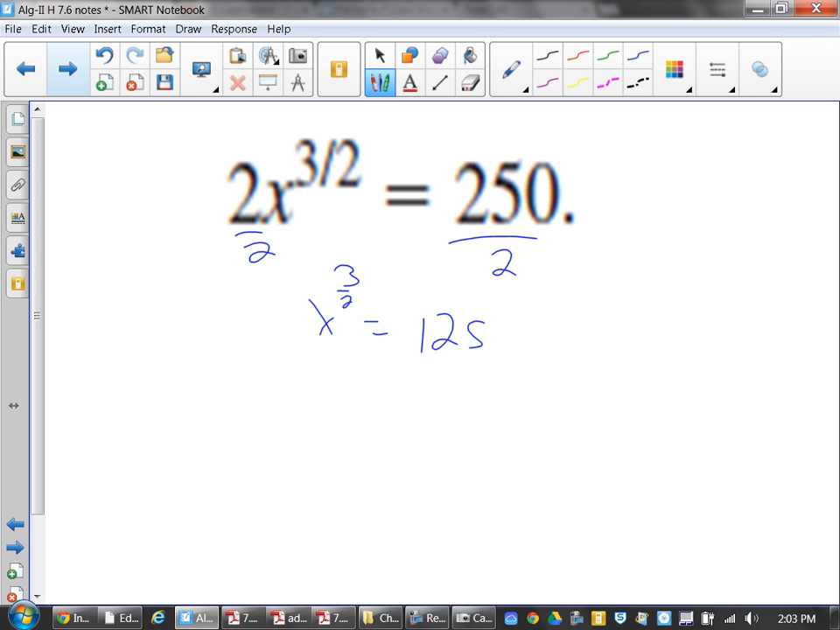Remember the trick from a week or so ago about how you undo fractional exponents? Reciprocal exponents. What's the reciprocal of 3 over 2? Now, 125 to the 2/3 is the same thing as saying, what's the cube root of 125 squared? So cube root of 125 squared?